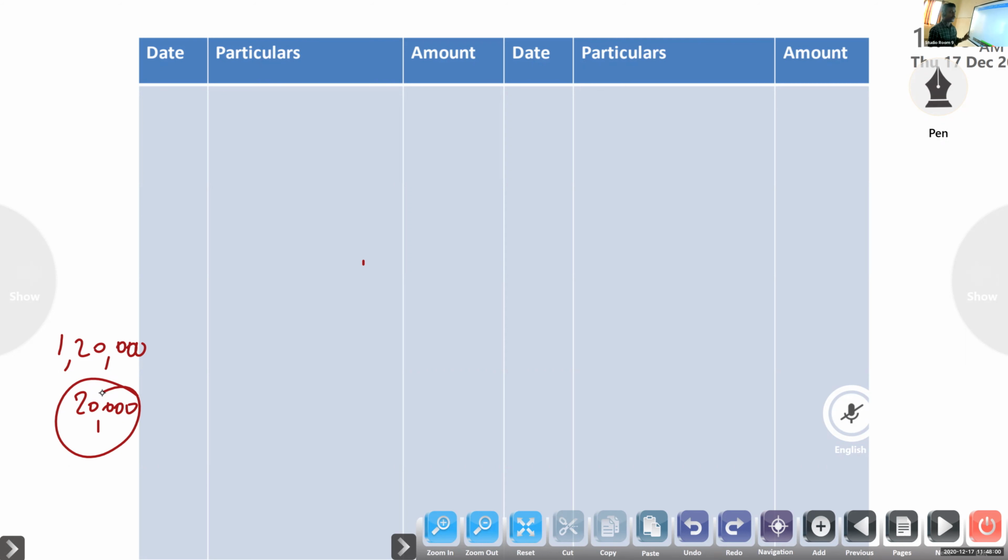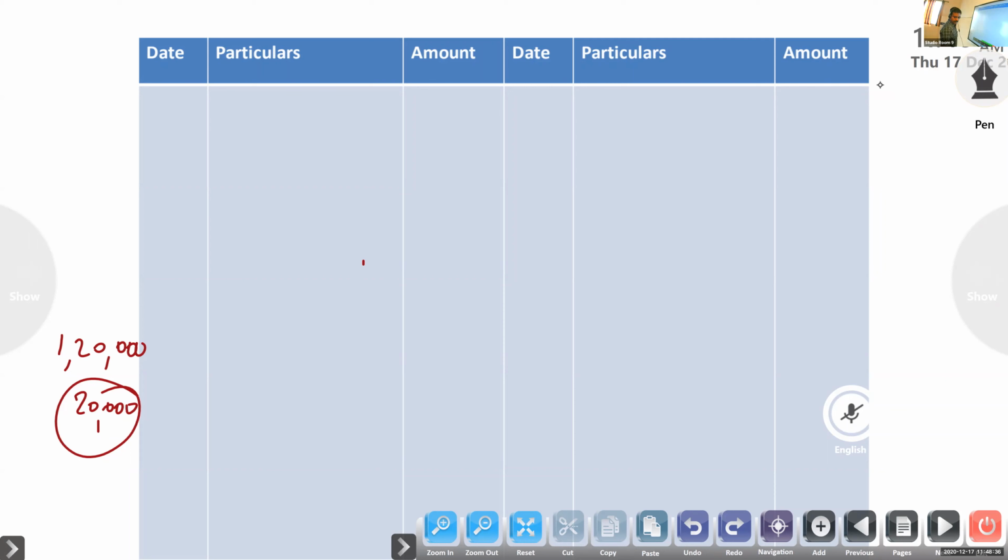Till the 7th question we studied what? The full machinery we are selling, so no problem, we take everything together. But here, out of 1,20,000, only 20,000 original cost, that only we are selling. So no problem. We will make one method, then it will be easy for you to calculate profit or loss on sale of machinery.